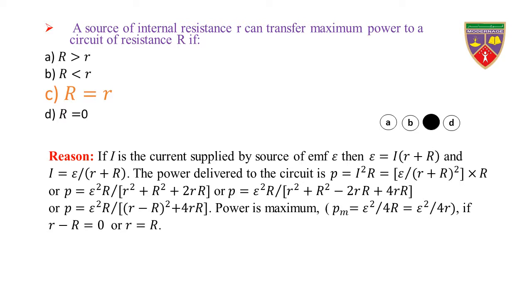The power is maximum if the denominator is minimum. Therefore, the maximum power is epsilon square divided by 4 r, epsilon square divided by 4 small r. If r minus capital R is equal to 0, it makes the denominator minimum, or r is equal to R. Hence, the transfer of maximum power to a circuit happens if R is equal to r.